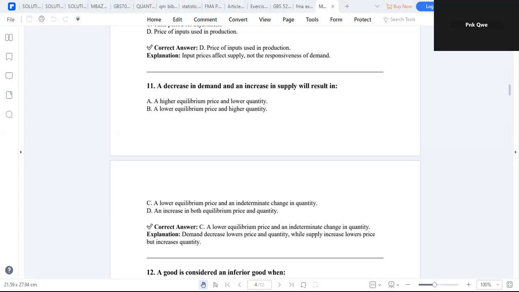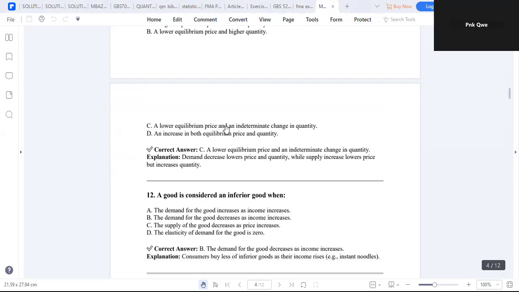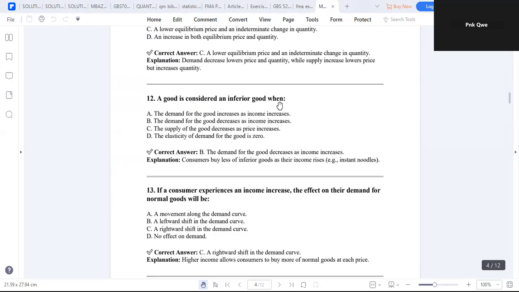All right, so we get to question number 12. A good is considered inferior when: number one, the demand of the good increases; number two, the demand of the good decreases as income increases; number three, the supply of a good decreases as price increases; number four, the elasticity of a good is zero. So the answer is B.